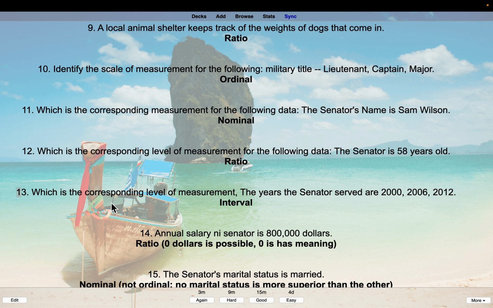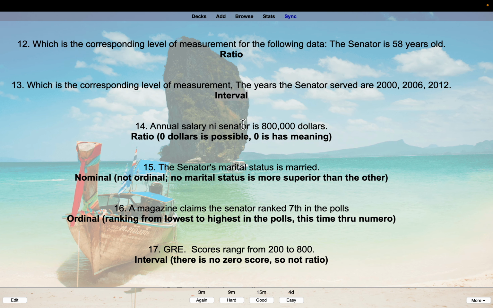This is one of the most difficult questions actually. Interval usually is associated with temperature, but this specific scenario also pertains to interval. Annual salary of the senator is $800,000. You can't have a negative salary. You're being paid to work. You're not paying to work usually. So this is ratio. $0 is possible. Zero has meaning in the context.